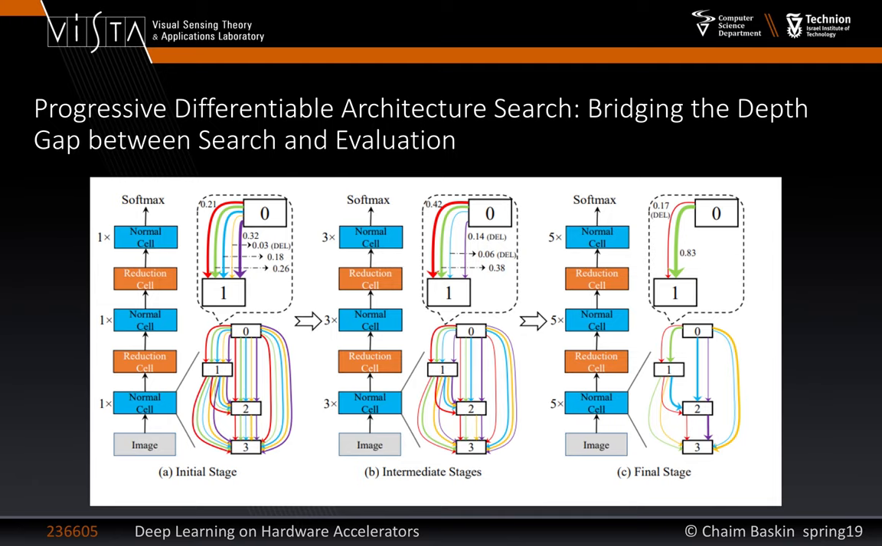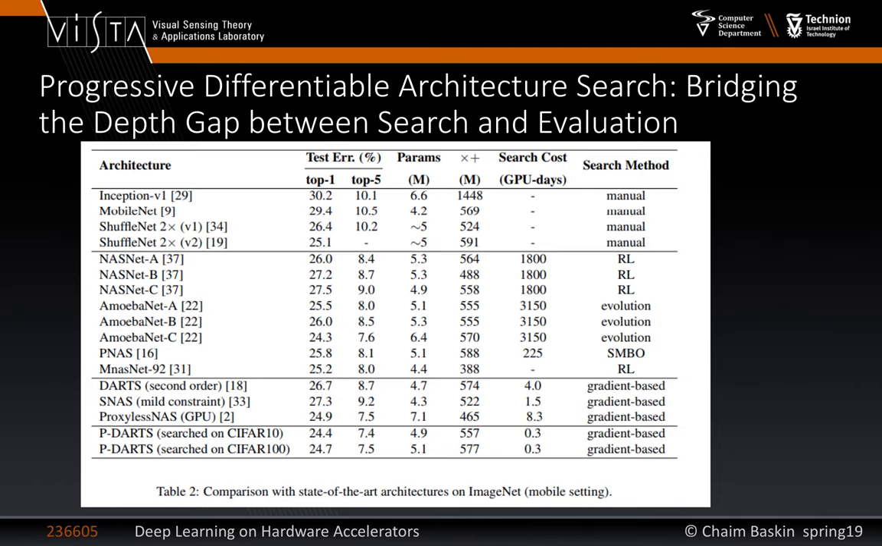First, you start from 1 cell depth. Then you remove connectivities by removing the paths with smaller alpha, and then you add depth with more layers. This way you can train and search very, very deep neural networks, and converge, because you have less exploration space. So this is the SOTA result for now. Let's see the results. As you can see, PDARTS achieves better results.